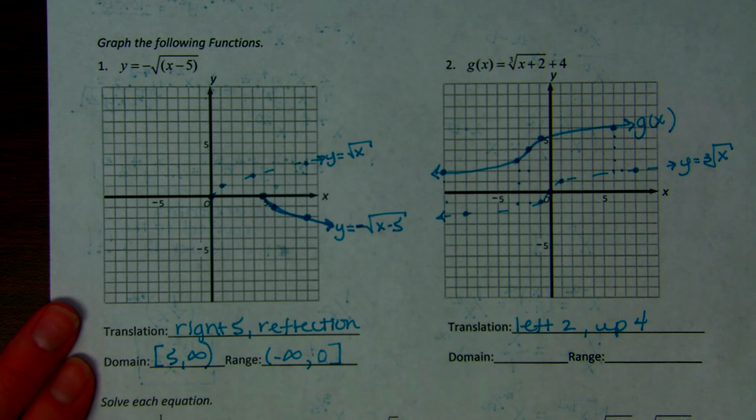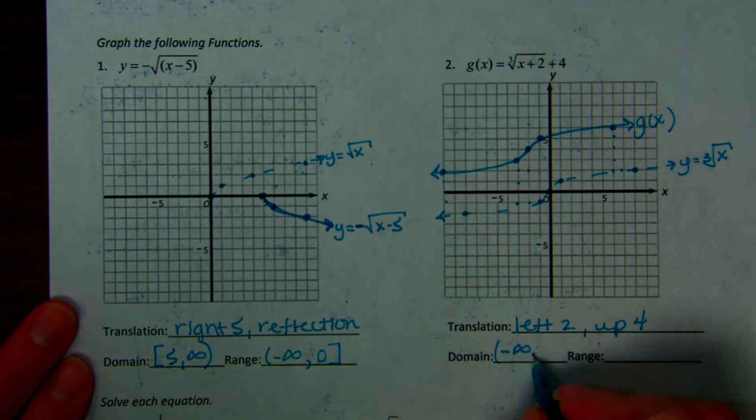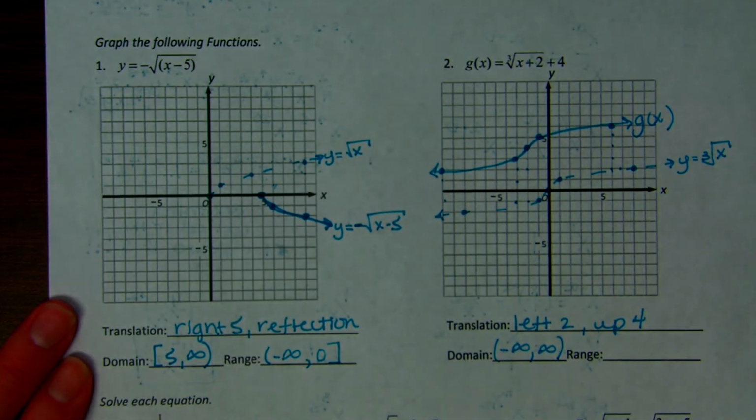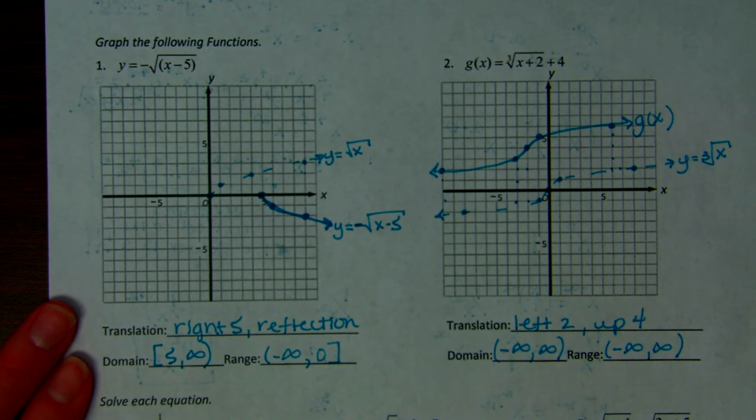What is the domain of any cube root function, guys? Negative infinity to infinity. Always, right? And the range? The same. Domain and range for cube root functions is always negative infinity to infinity.